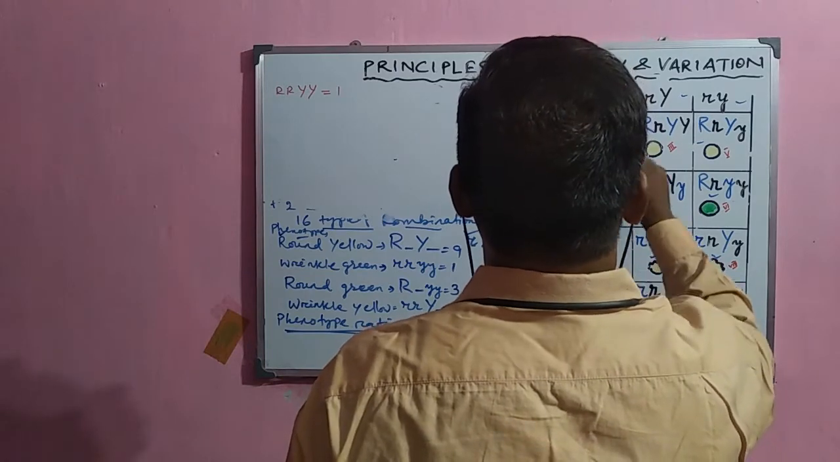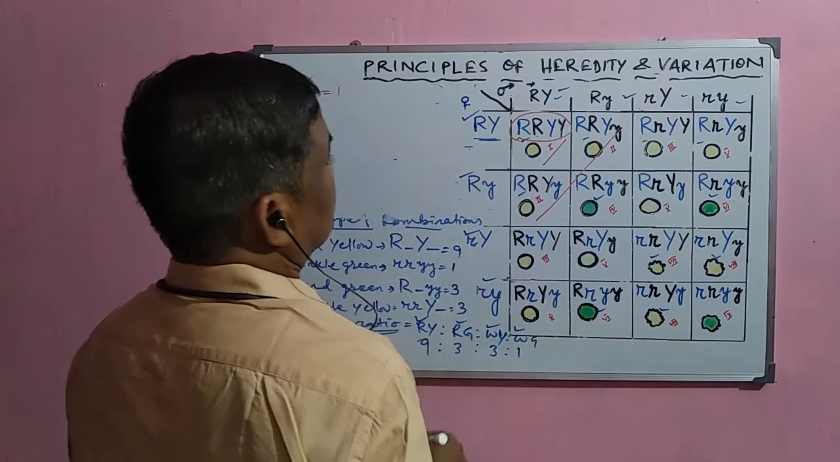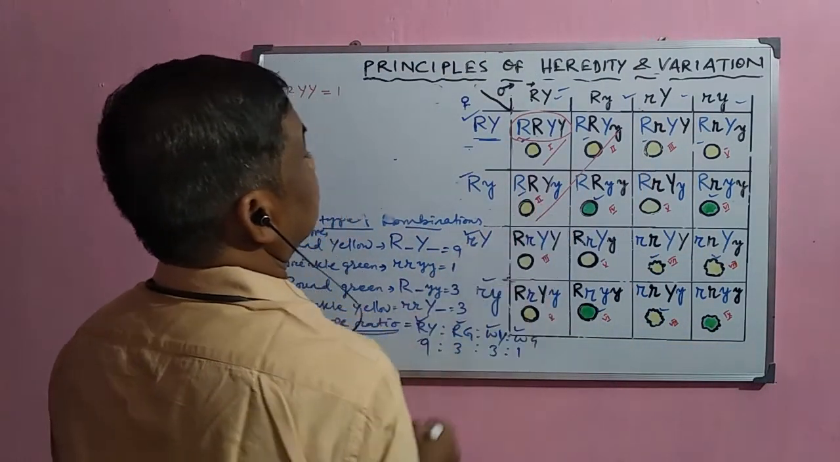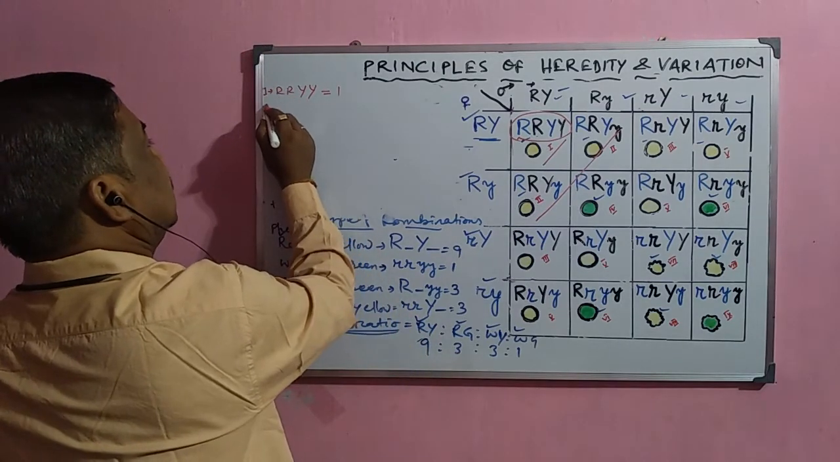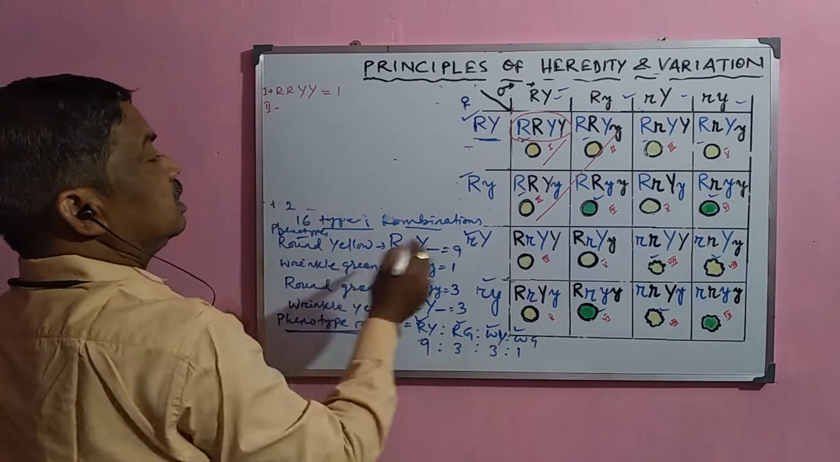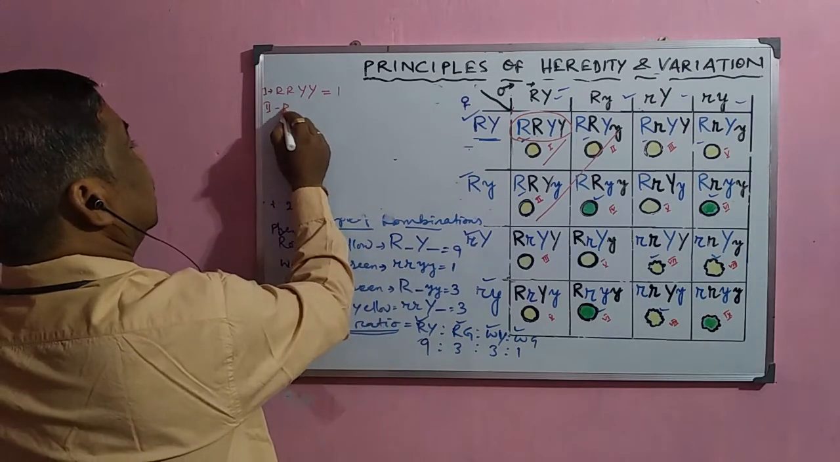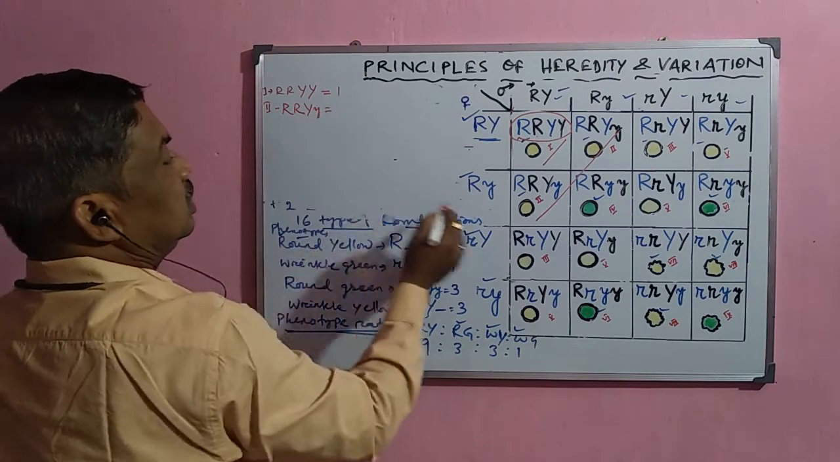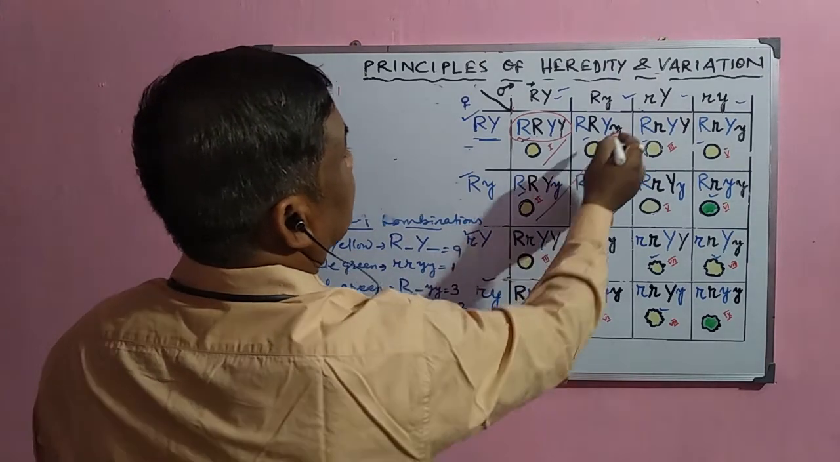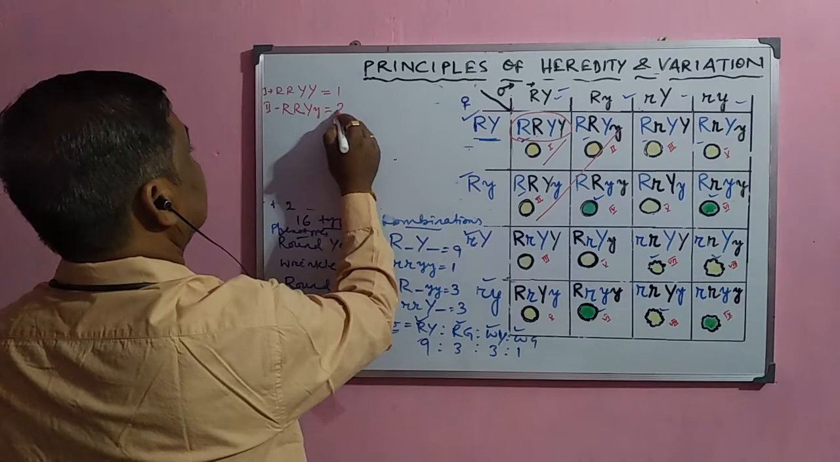Now second, look at here. This is the second variety. This is the first genotype and this is the second genotype. In case of second genotype, capital R, capital R, capital Y and small y. How many of these are there? One and another one, that is two.